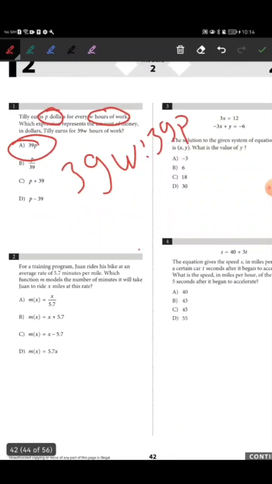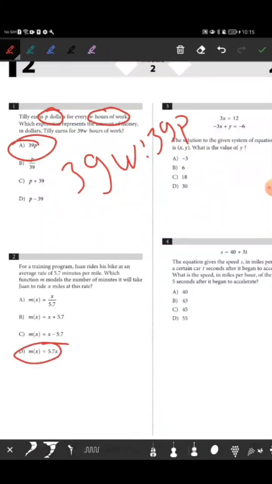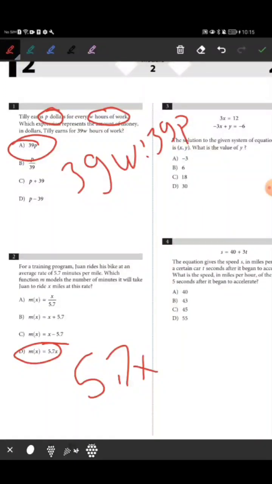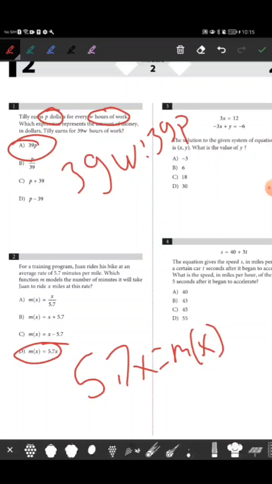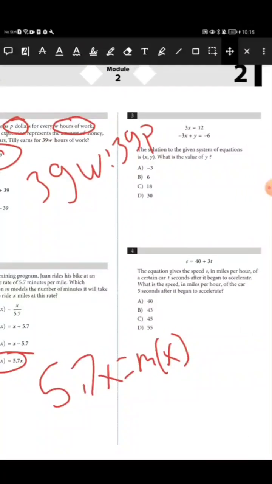For a training program, Juan rides his bike at an average rate of 5.7 minutes per mile. Which function M models the number of minutes it will take Juan to ride X miles at this rate? So the answer is D, because his average rate is 5.7 minutes per mile, and X represents the miles, so 5.7 multiplied by X equals Y, which is the same thing.